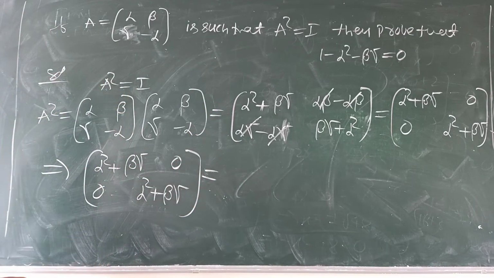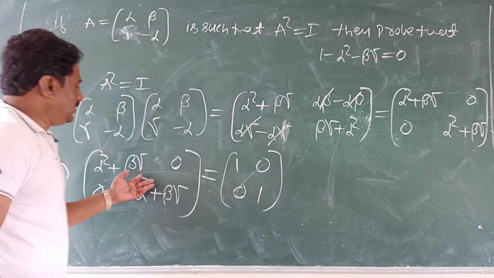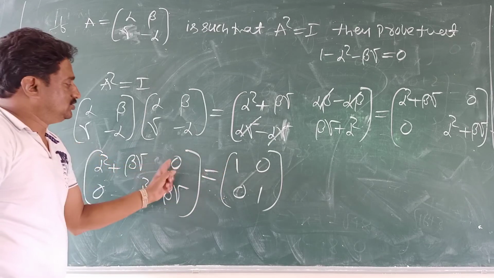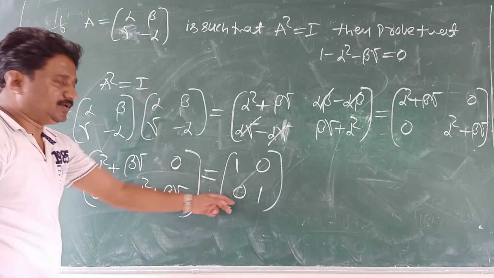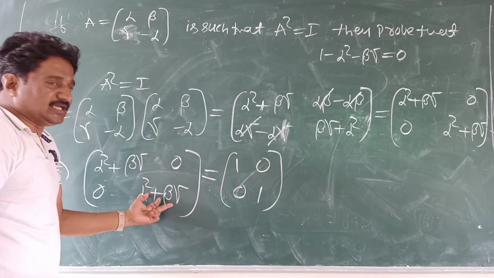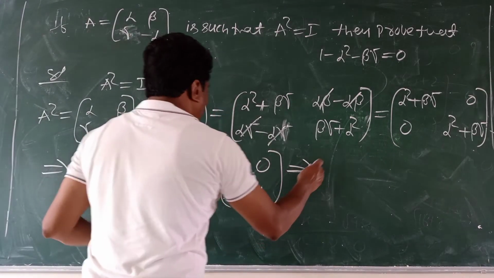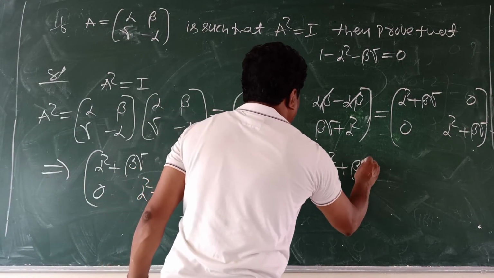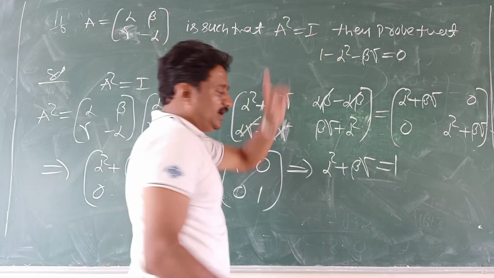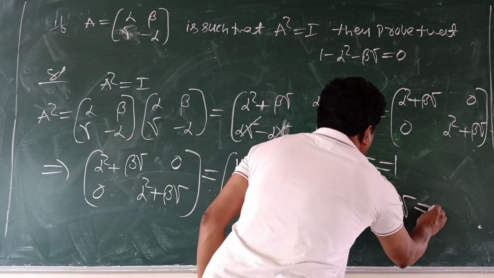You all know the identity matrix I very well. What is the identity matrix? 1, 0, 0, 1. These two matrices are equal. You take this quantity equal to 1; the 0s need not be taken. Observe, taking this one equal to this one is the same as taking the other one equal to the other. You take one among these two, right? That implies alpha square plus beta gamma is equal to 1. You send these two terms to the right side and you will get the answer. That implies 1 minus alpha square minus beta gamma is equal to 0.